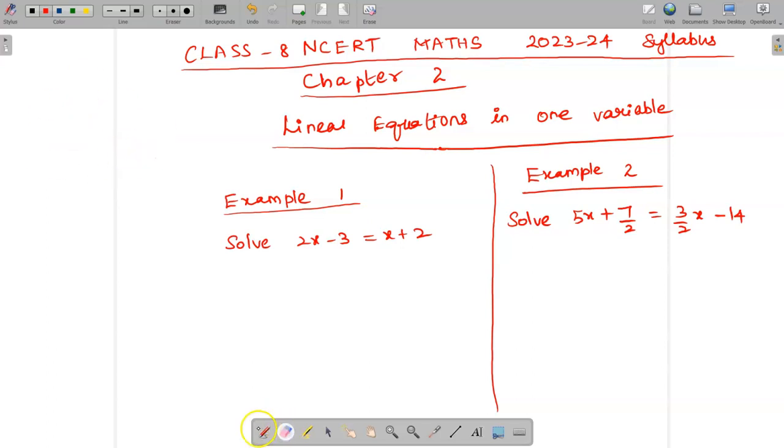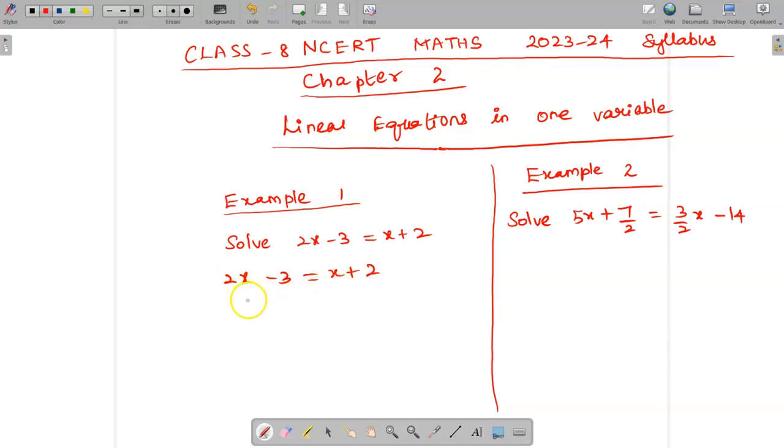So the first example is 2x minus 3 equals x plus 2. First, what variables do you have? Only one variable, which is x. Take all the x values to one side and the numbers to the other side. You have the left hand side and the right hand side. Take the variables to one side and the values to the other side. So I have 2x minus 3 equals x plus 2. This is the given equation.